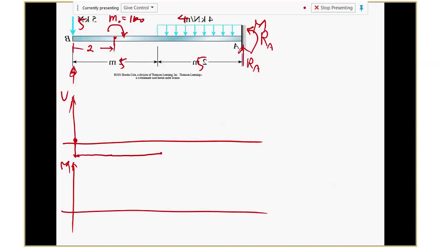Imagine you have a small load there. Gradually, a lot of small loads push you down. So you go jumping down a tiny bit, jumping down a tiny bit, and you keep jumping. So this will be a straight line going down like this. Then here, what do you see? You see this reaction RA, so that will make you go up to 0 here.